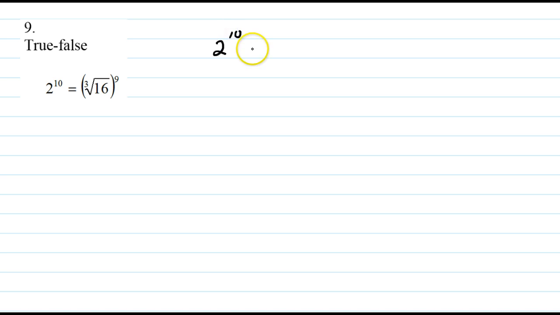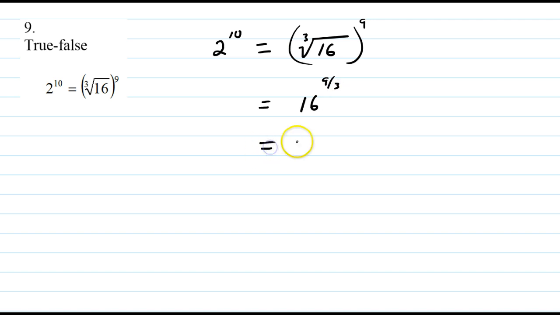2 to the 10th, and we want to see, is that equal to the cube root of 16 to the power of 9? Well, let's write this as a rational exponent, and so we get 16 to the 9/3, which becomes 16 cubed. And so right now we have 2 to the 10th. Does that equal 16 cubed?